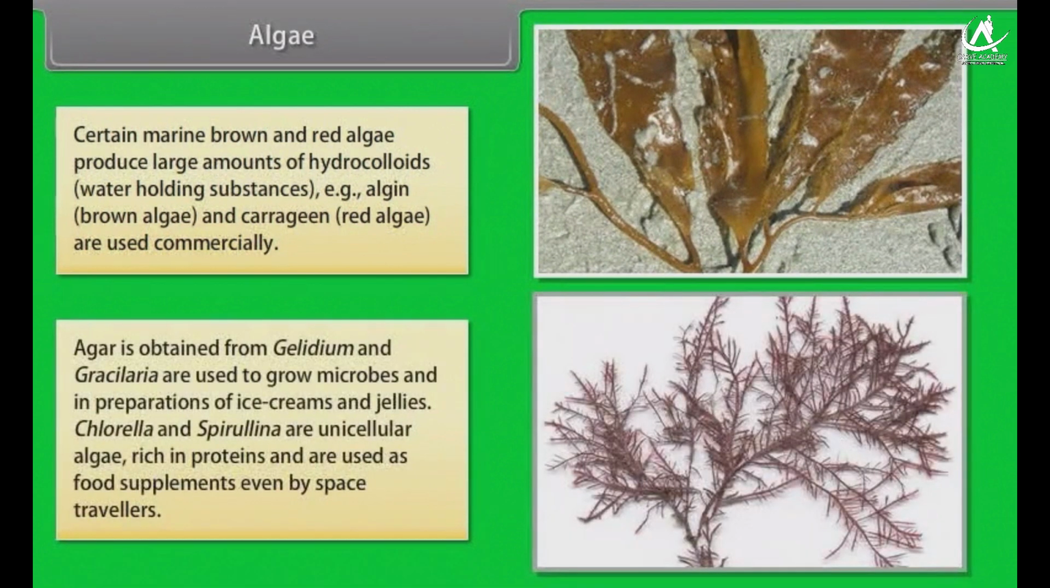Agar is obtained from Gelidium and Gracilaria, and is used to grow microbes and in preparations of ice creams and jellies. Chlorella and Spirulina are unicellular algae rich in proteins and are used as food supplements even by space travelers.